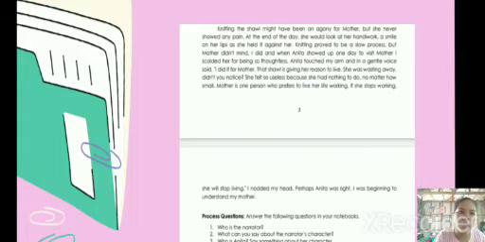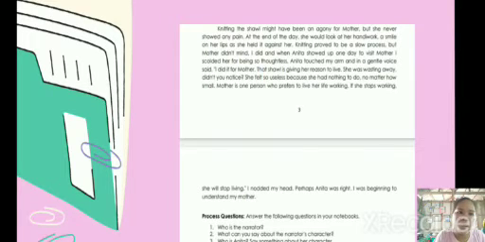At the end of the day, she would look at her handiwork, a smile on her lips as she held it against her. Knitting proved to be a slow process, but Mother didn't mind. I did, and when Anita showed up one day to visit Mother, I scolded her for being so thoughtless.